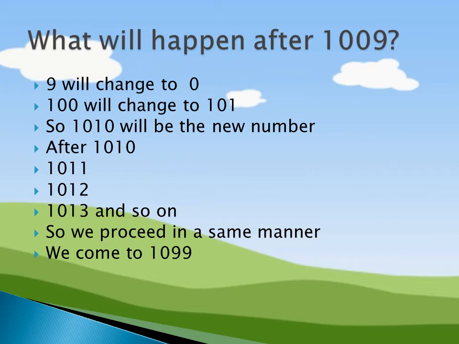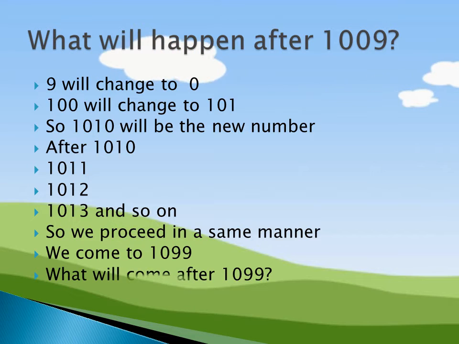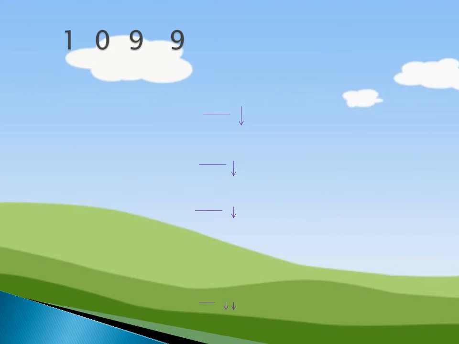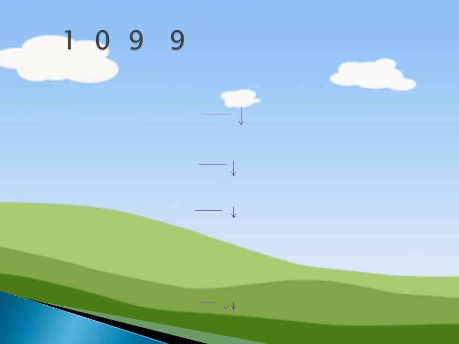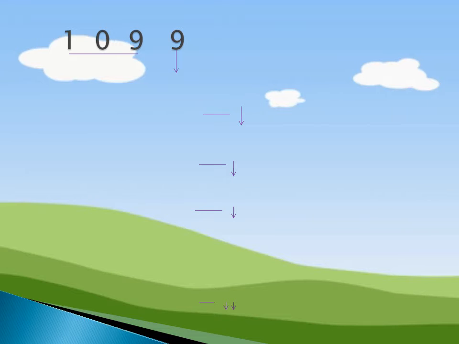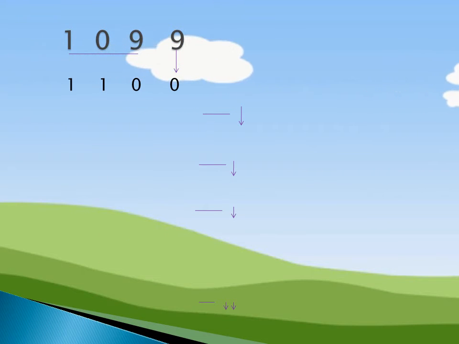We come to 1099. What comes after 1099? 9 turns into 0, and what comes after 109? 110. So the new number is 1100.